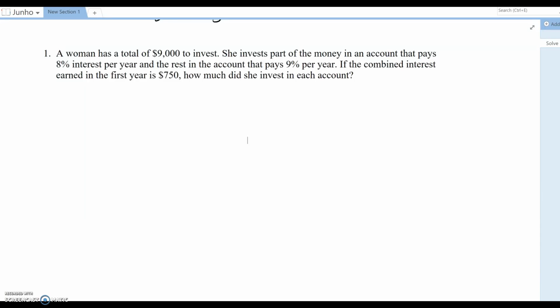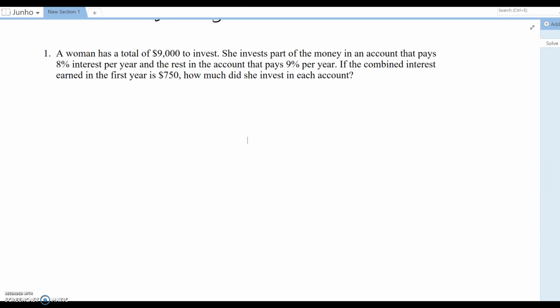This time we will talk about investment problems. So look at this question. A woman has a total of $9,000 to invest. She invests part of the money in an account that pays 8% interest per year and the rest in the account that pays 9% per year. If the combined interest earned in the first year is $750, how much did she invest in each account?